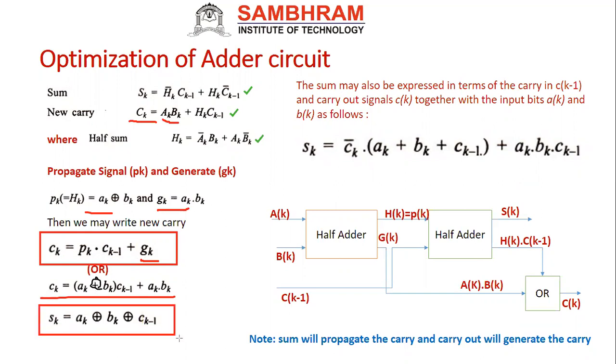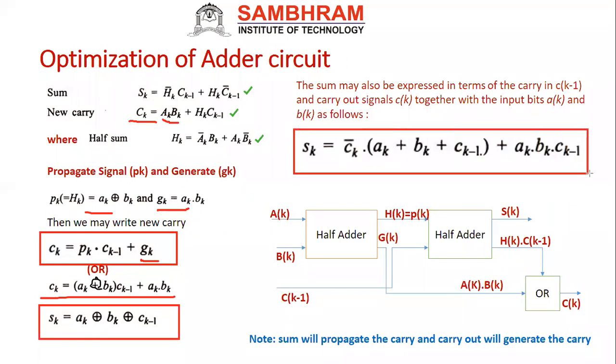Then the sum is nothing but, as we already know, the XOR of all the three inputs. That is the sum. Otherwise, we may represent the sum with Ck and Ck bar, that is, with the carry in and the carry out signal together with the input signal. This is one of the expressions: Sk is equal to Ck bar into (Ak plus Bk plus Ck minus 1) plus Ak into Bk into Ck minus 1. This is one of the expressions for the sum in terms of the previous carry and the carry out signal along with your input signal.